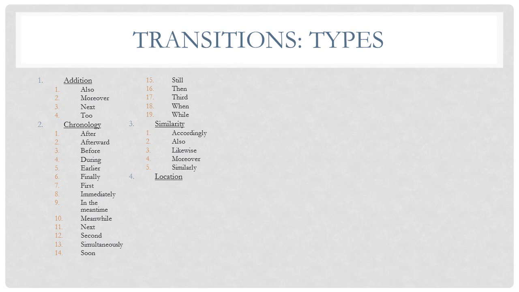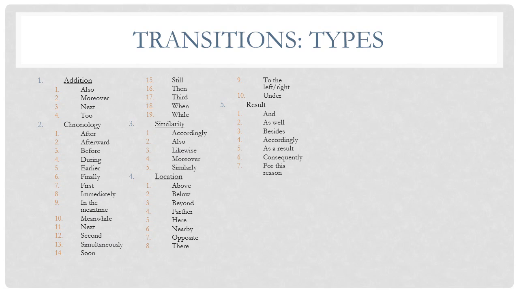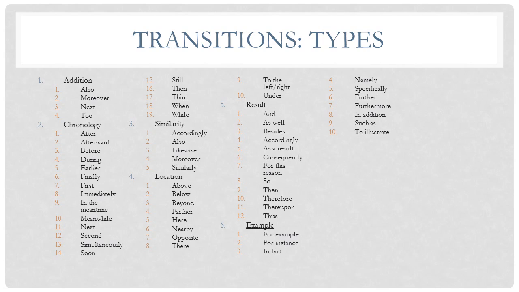The fourth is location. The fifth is a result. So we use key terms, such as accordingly, consequently, for this reason, in order to signal to our reader that we're now discussing the results. The sixth is example. So when we're providing an example to our reader, we have, for example, in fact, specifically, right? These are all terms that signal to our reader that we're transitioning into an example.